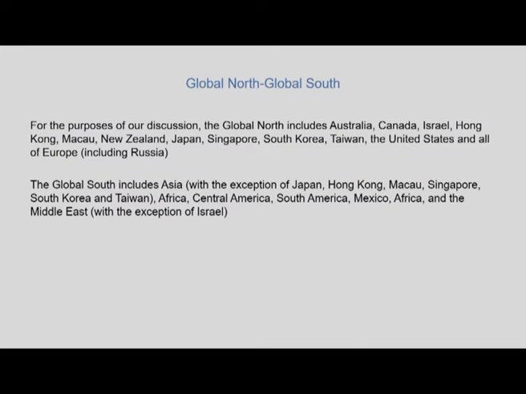It covers the West and the First World, along with much of the so-called Second World. You have Australia, Canada, Israel, Hong Kong, New Zealand, Japan, Singapore, South Korea, Taiwan, United States, Western Europe, including Russia. The global south includes Asia, Africa, Central America, South America, Mexico, and the Middle East, with the exception of Israel.